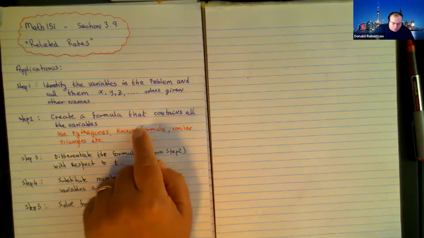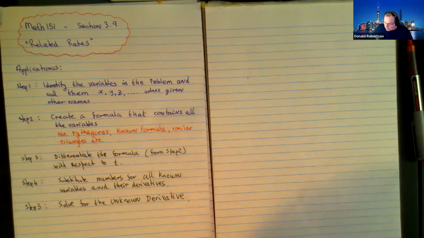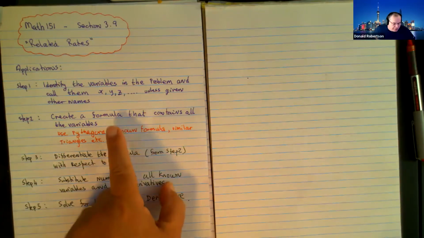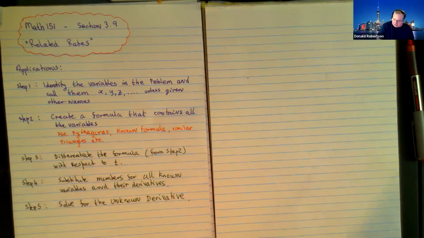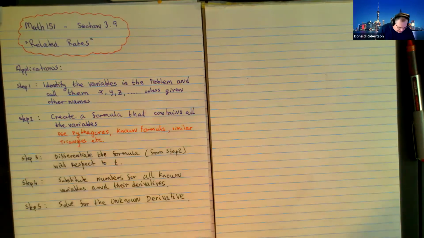So once you've got that formula, maybe it's x squared plus y squared equals z squared, right? Whatever it might be. You then differentiate that formula with respect to the variable t. We've done a lot of that yesterday. So if it's an x cubed, you get 3x squared dx by dt, right? That type of thing. So differentiate all the guys from this formula, right, with respect to t.